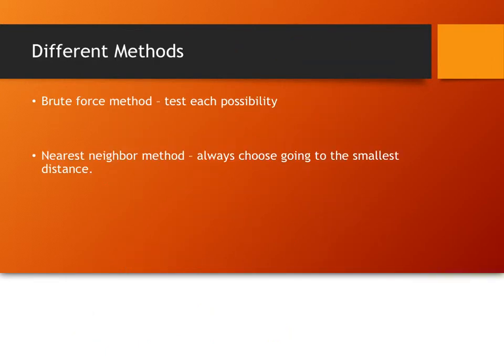Now, for the complete graph on 4 vertices, we determined the best method by a mix of the 2 different methods I was talking about. The brute force method is to test every single possibility. The nearest neighbor method is always choosing the smallest distance. And we saw how those work. In our case, both the brute force and the nearest neighbor led us to the same results.